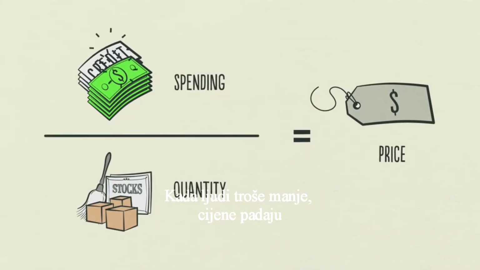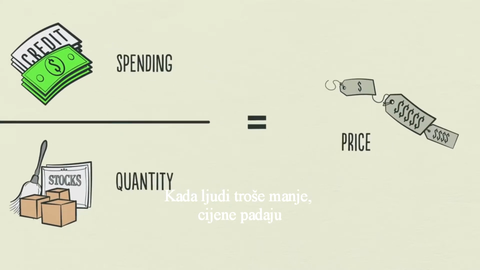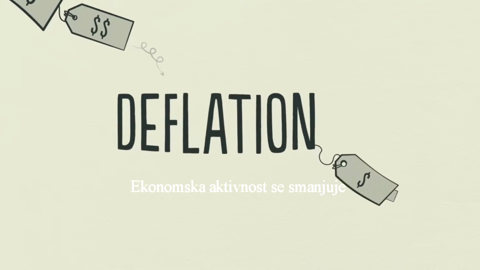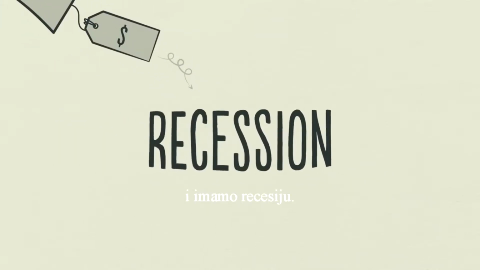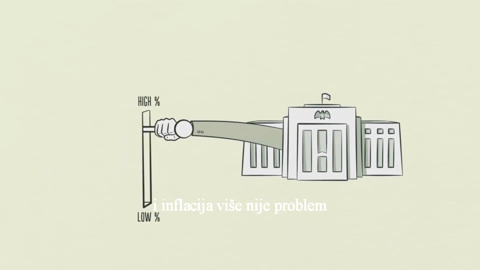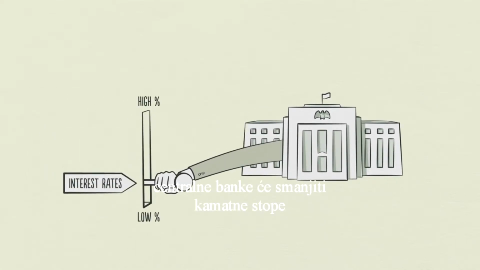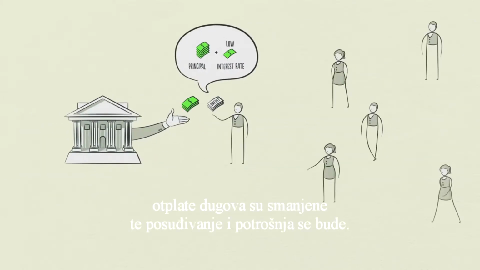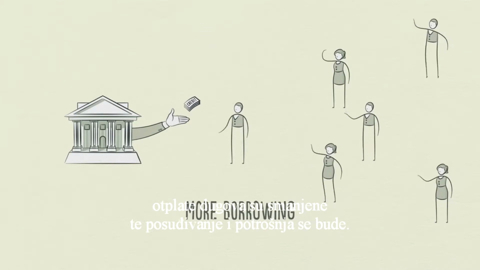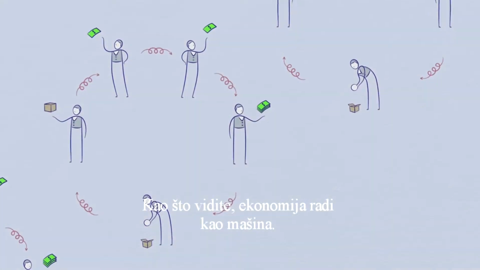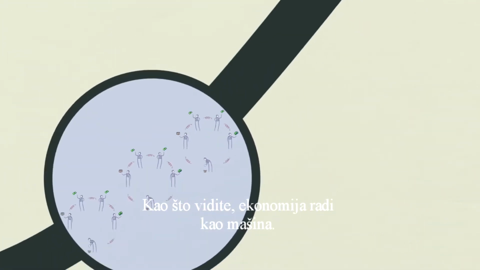When people spend less, prices go down. We call this deflation. Economic activity decreases, and we have a recession. If the recession becomes too severe and inflation is no longer a problem, the central bank will lower interest rates to cause everything to pick up again. With low interest rates, debt repayments are reduced and borrowing and spending pick up, and we see another expansion. As you can see, the economy works like a machine.